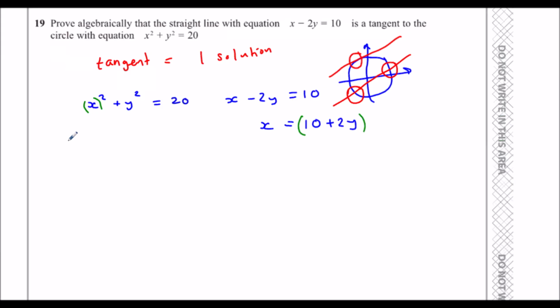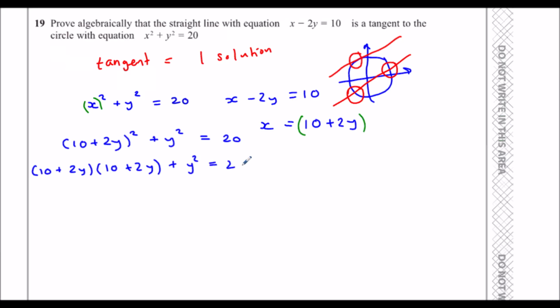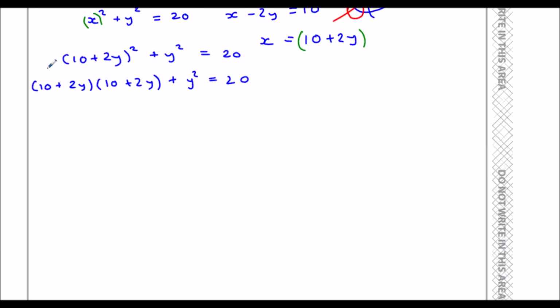So that will give me (10 plus 2y) squared plus y squared equals 20. So 10 plus 2y squared, I'm going to write that as two separate brackets. So (10 plus 2y)(10 plus 2y) plus y squared equals 20. I'm going to expand those brackets now. So 10 tens are 100.